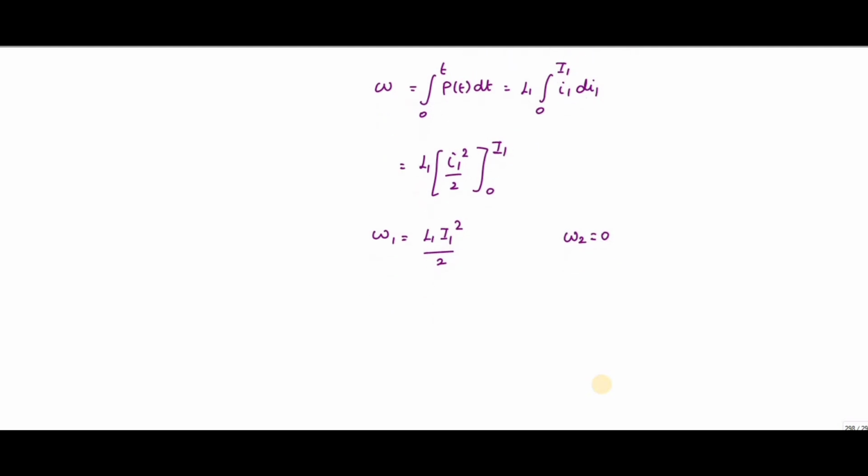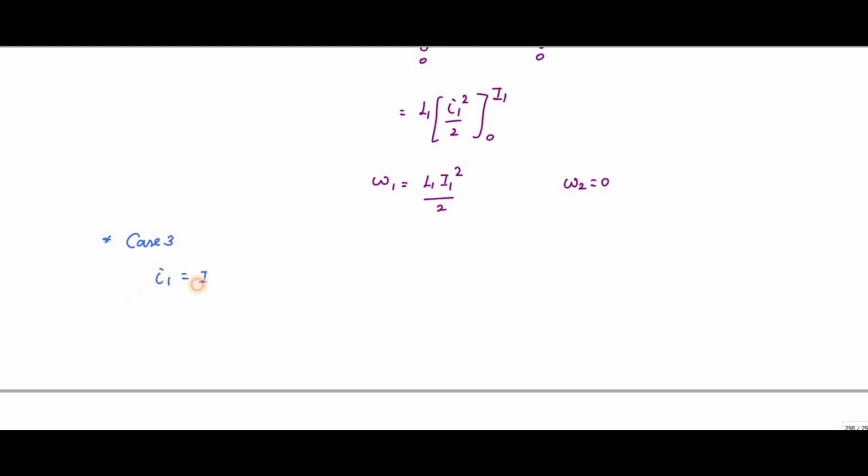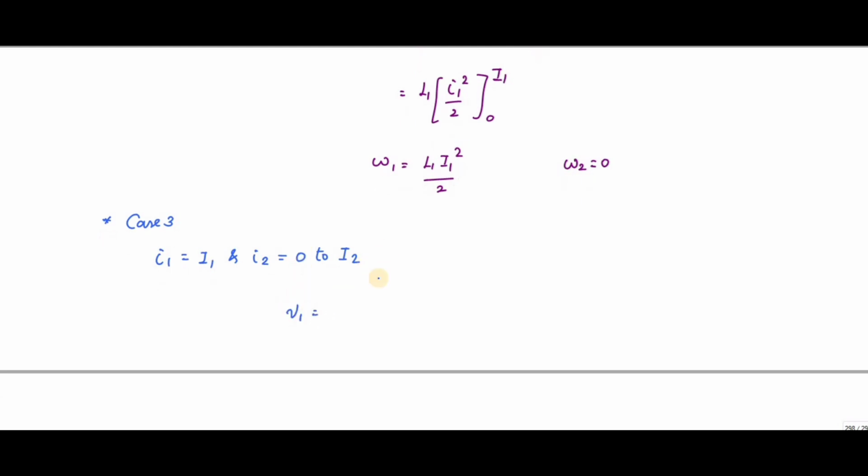Next, let me go for case 3. What is the case? I1 remains at the same constant current, and I2 is increasing from 0 to I2. Due to the change in the current I2, I will get a voltage V1. I can write V1 as M12 into dI2 divided by dt. This is the voltage at the primary side.